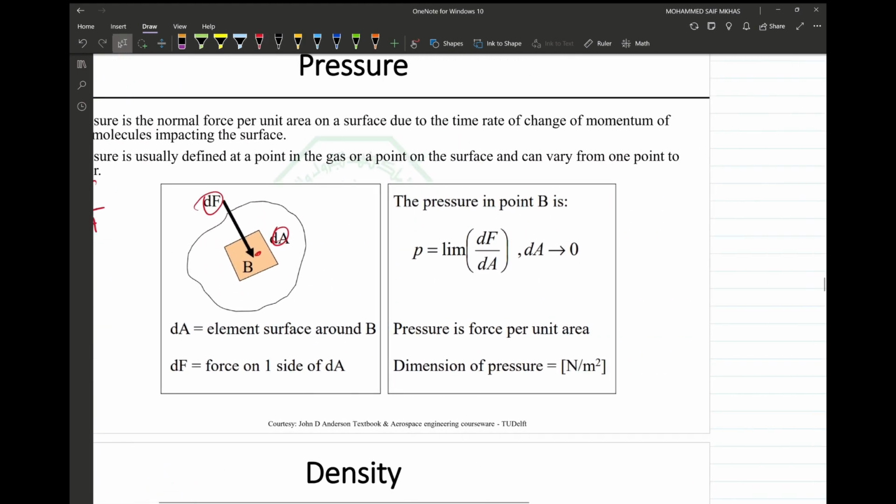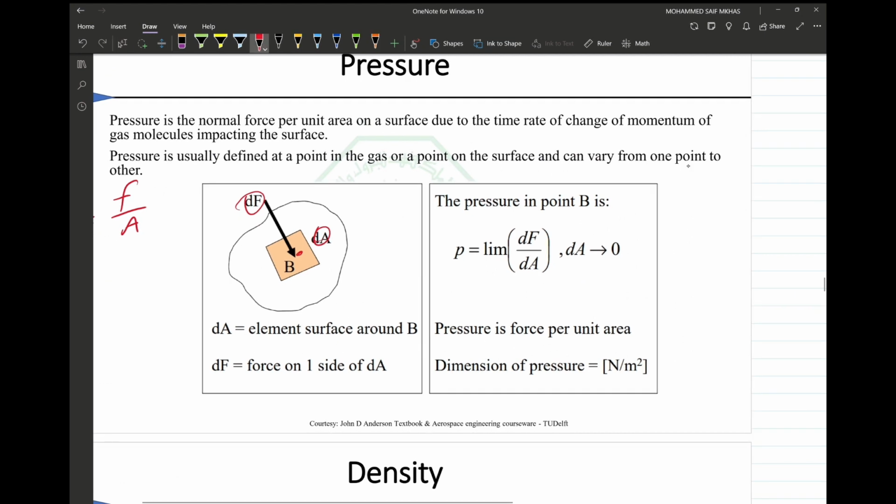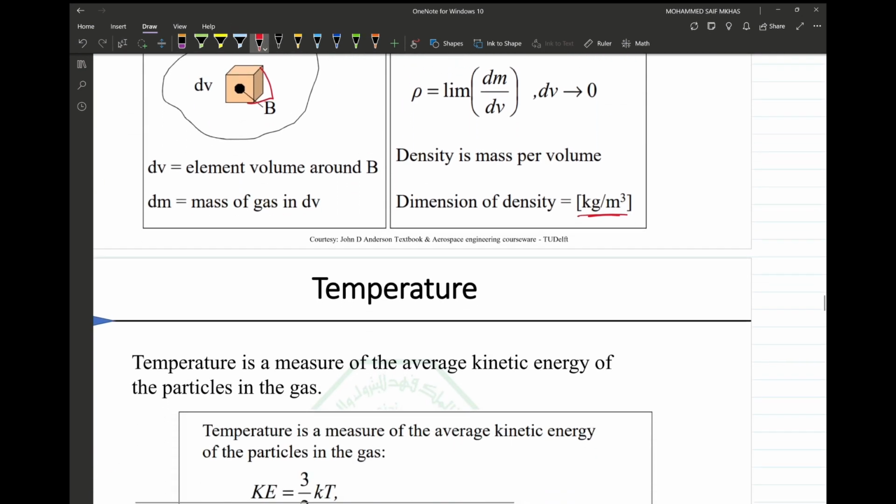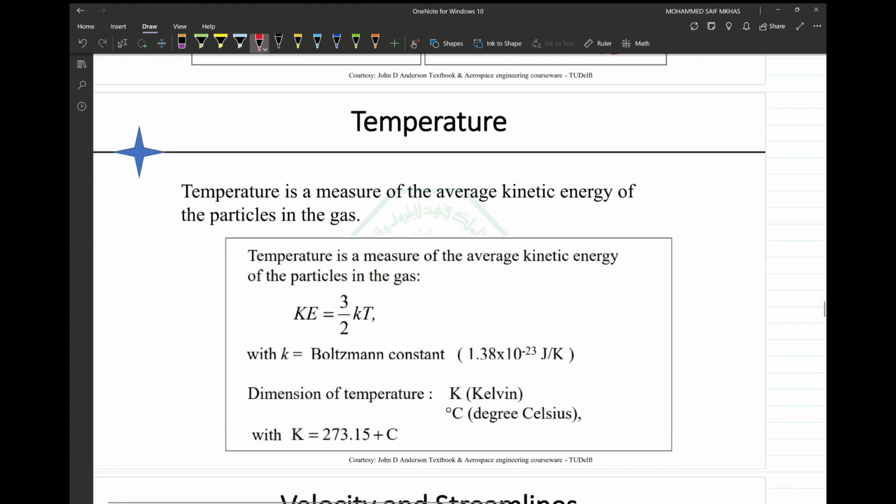Regarding the units, pressure has newtons over meter squared, which is also equal to Pascal. This is a derived unit. And density is just kilogram over meter cubed. I don't think there are any other derived units.